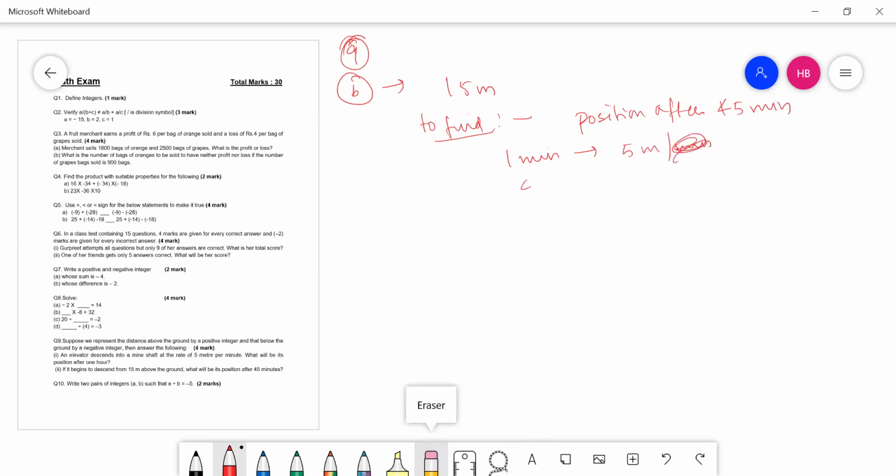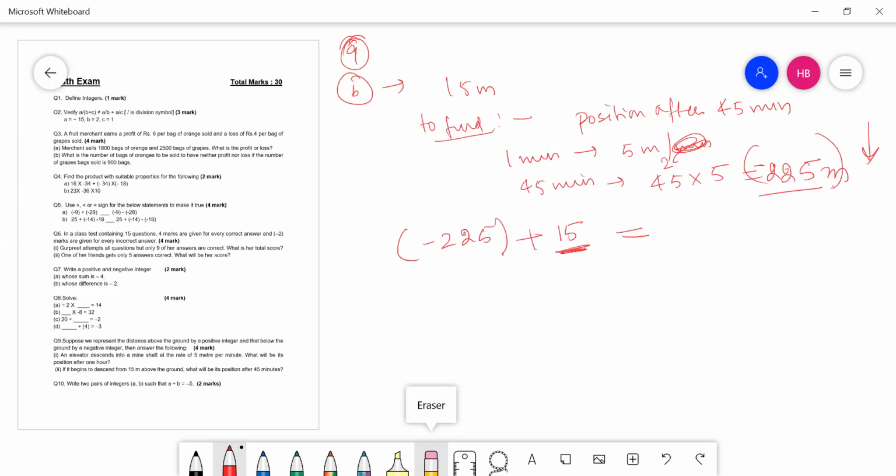So in 45 minutes, it will cover 45 into 5, which is 225 meters. And it will be negative because it's going down in the negative direction. So my answer will be minus 225 plus 15, because this is the position from where it is starting. So my answer will be minus 210 meter. That is the answer of the B part.